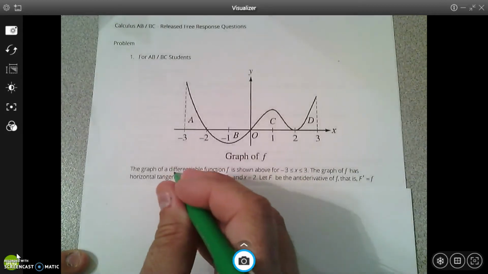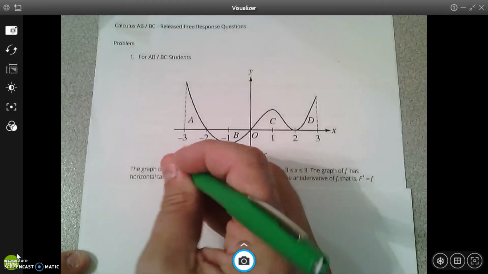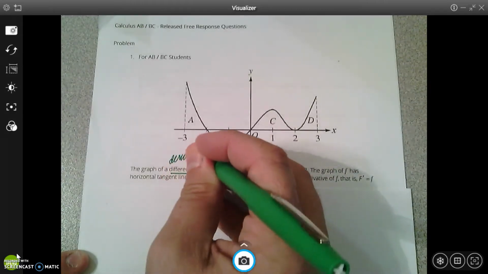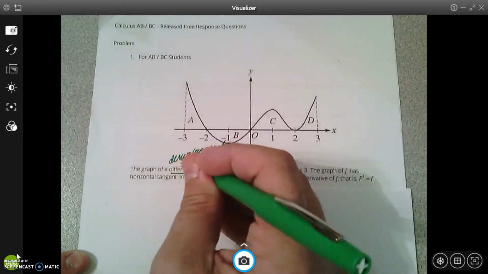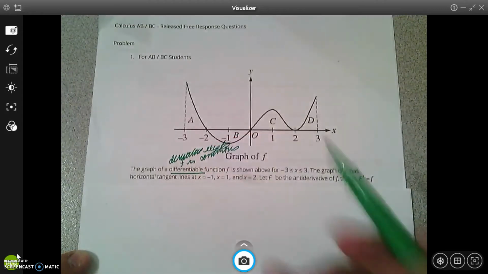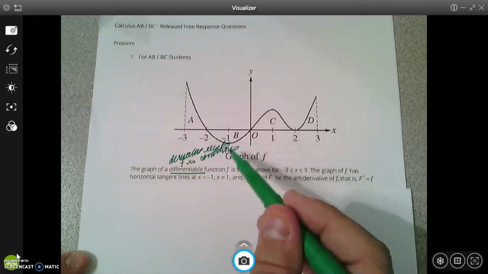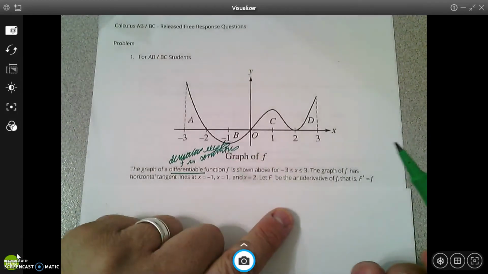We've got the graph of a differentiable function. Differentiable function means that the derivative exists and f is continuous. So both of those things are true. Derivative exists at all points and the graph is continuous. This may or may not be important later on.